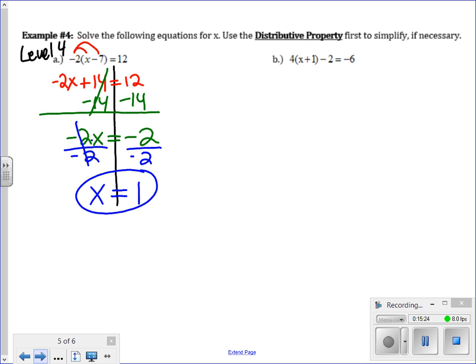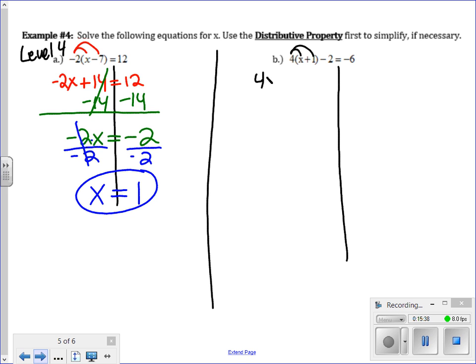All right. The last problem for this level is similar to the first one. I need to start by distributing the 4 to both the x and the 1. So 4 times x is 4x, and 4 times 1 is plus 4. But it looks like here I have a -2 on the left-hand side as well.